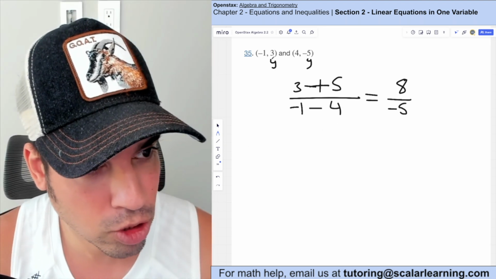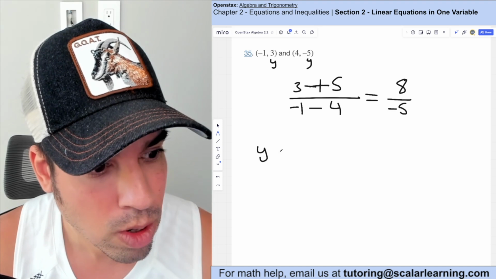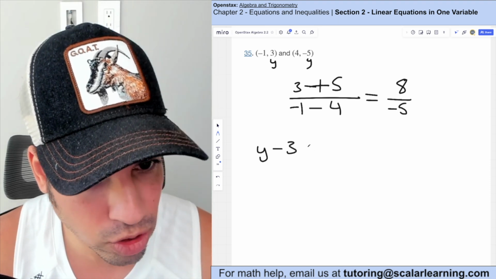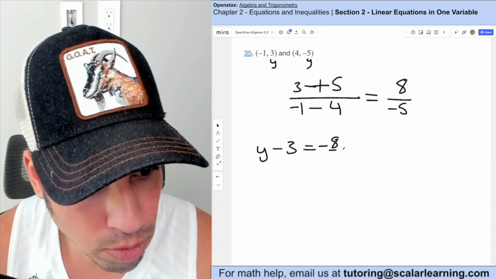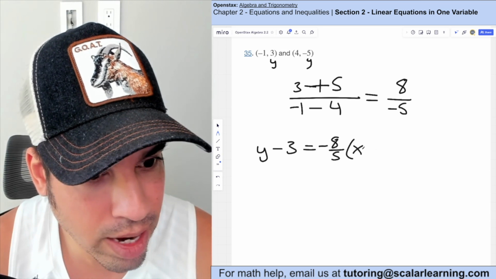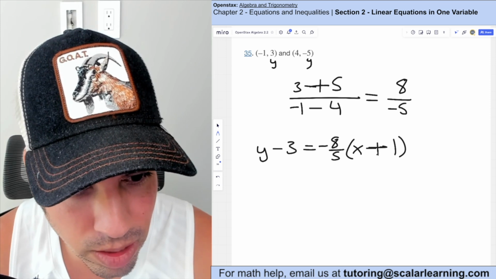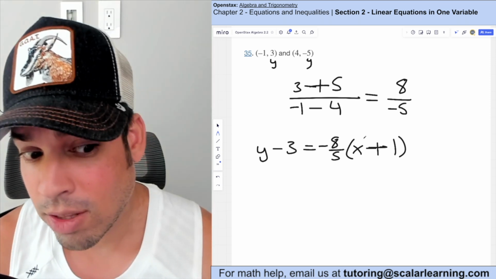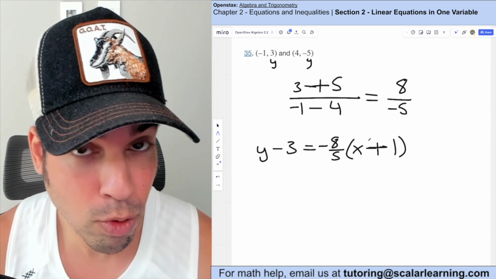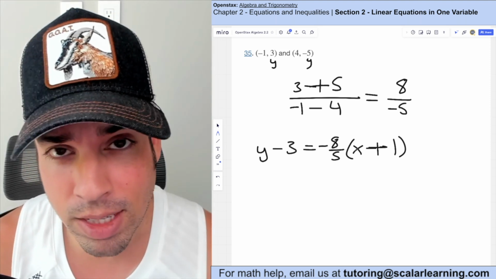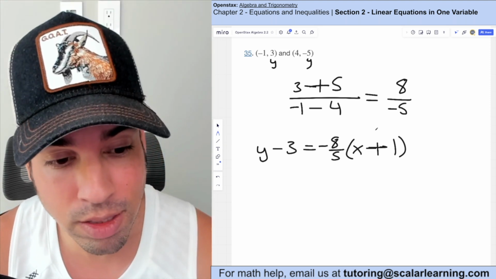Now I'm going to use point slope. So I'm going to choose, let's say the first one, why not? So y minus y1, which is 3, equals my slope of -8/5 times x minus x1, that's -1, but that's going to be a double negative, turns into a plus. Now, they didn't say necessarily which format to put this in, but in the answers, they have it in standard form, so I'm going to show you how to turn it into standard form.